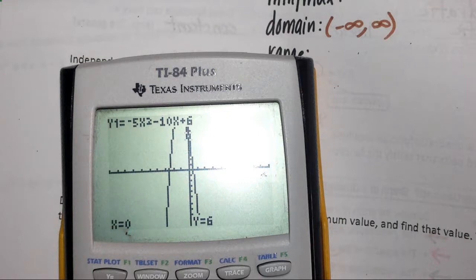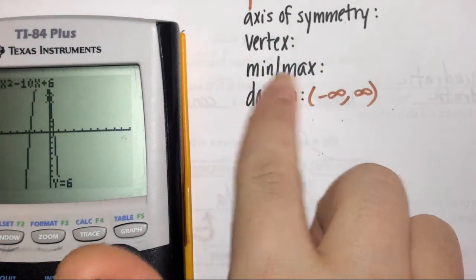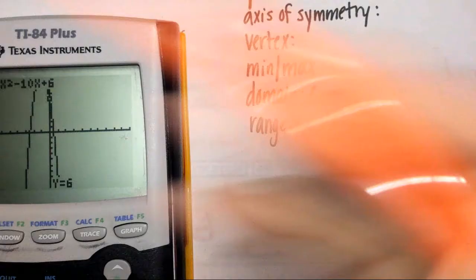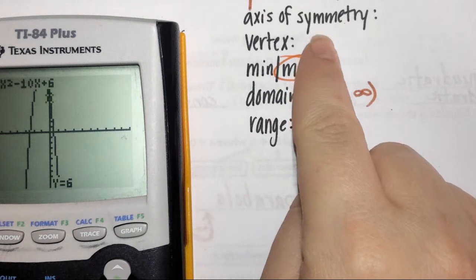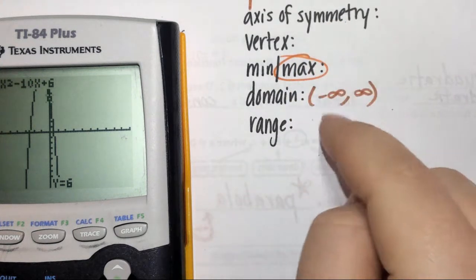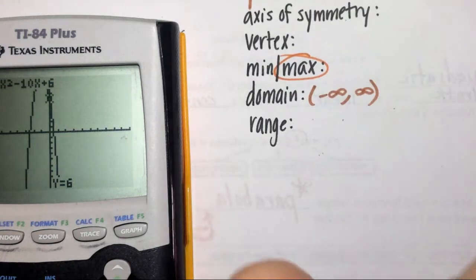Okay, but there's also another button we're going to press. But before we go there, we already know one of these answers. Is it a min or is it a max? We know it's a max. We just need to know where it's at. We're going to need the vertex, but I swear, once we know the vertex, we know the max, the range, axis of symmetry. So as long as we don't mess up the vertex, we have the rest of it made.